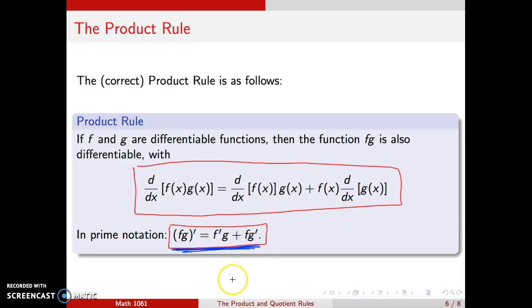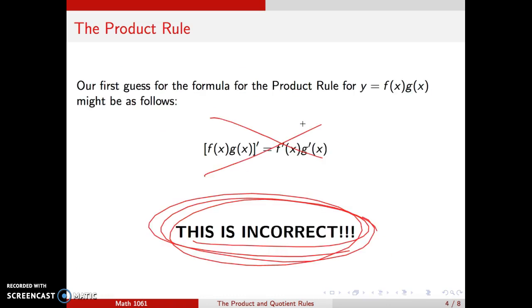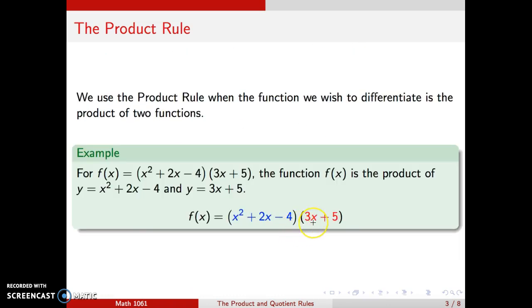So very much a different formula than what we might have guessed, but this is the correct formula. We can prove it, but we're not going to worry about that. We're just worried about getting this figured out and being solid with it. So we can look back at that example. I think that was the example. It wasn't, but that's okay.